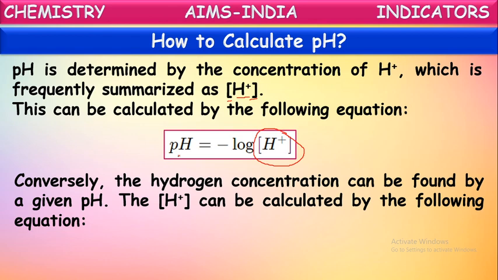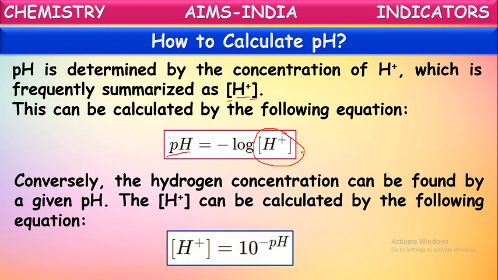Conversely, the hydrogen ion concentration can be found from the given pH value. If the pH value is given, then we can find the H plus ion concentration using the formula H plus ion concentration is equal to 10 power minus pH. So if we substitute the pH value here, we will get the hydrogen ion concentration. So we can do both in reverse ways. If you know pH, we can calculate H plus ion concentration. If we know H plus ion concentration, we can find out pH by using this formula.